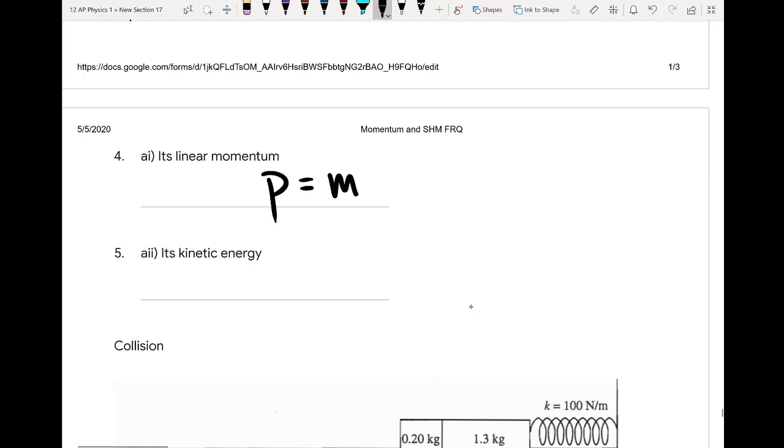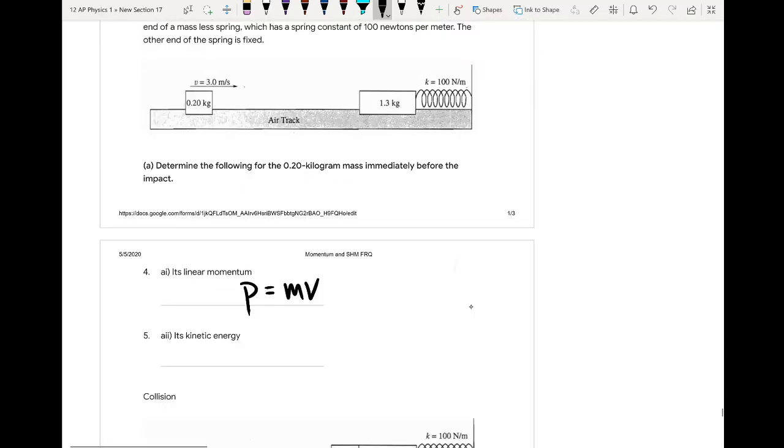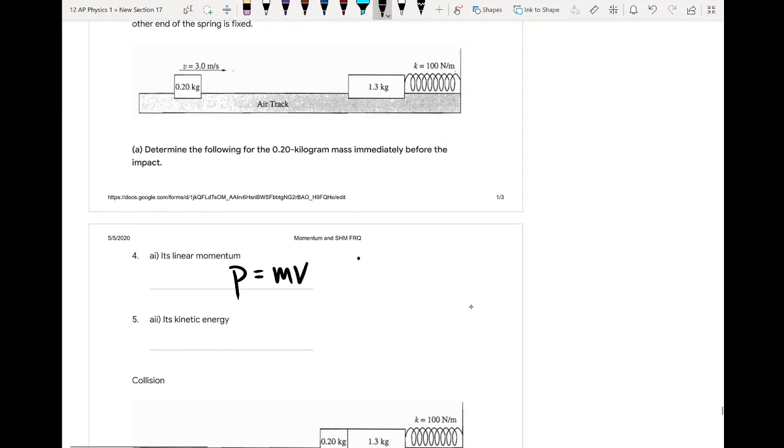We know that our equation for momentum is p equals mass times velocity. We see that we have a mass of 0.2 and a velocity of 3. So our momentum is going to be 0.6 kilogram meters per second.